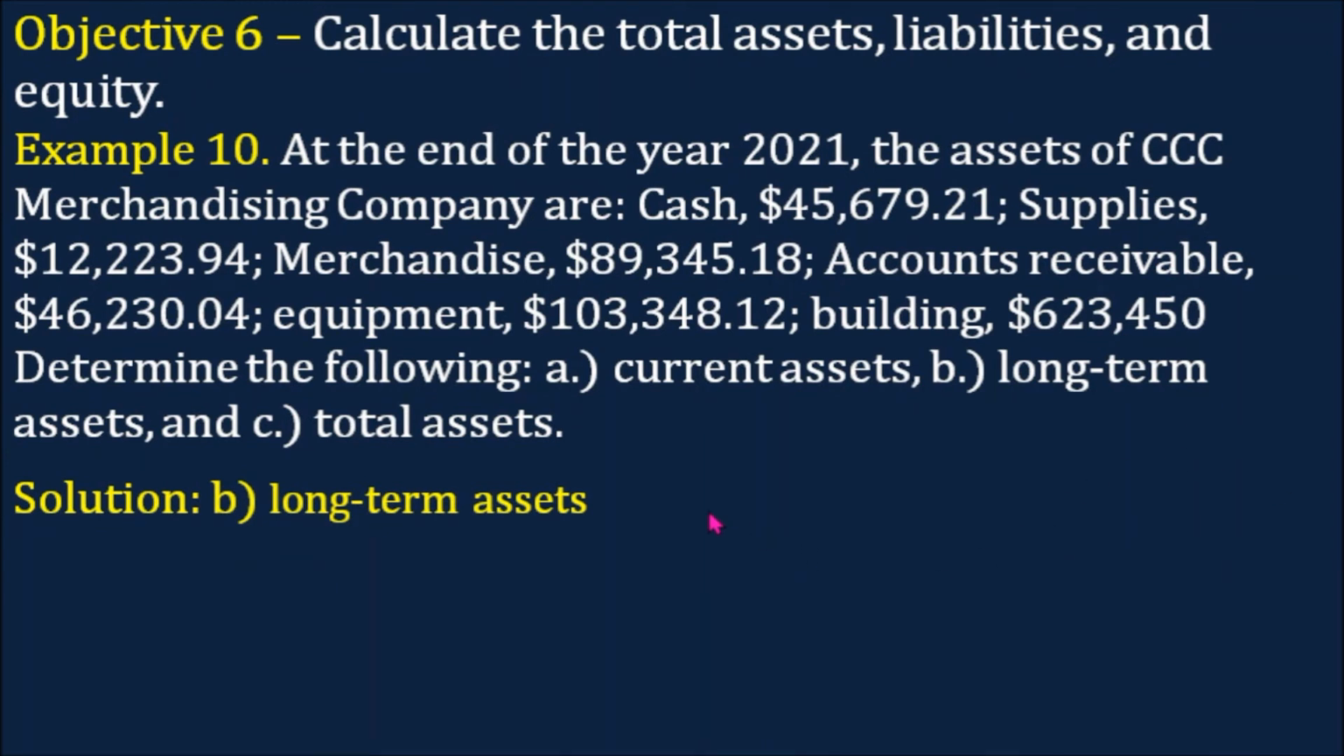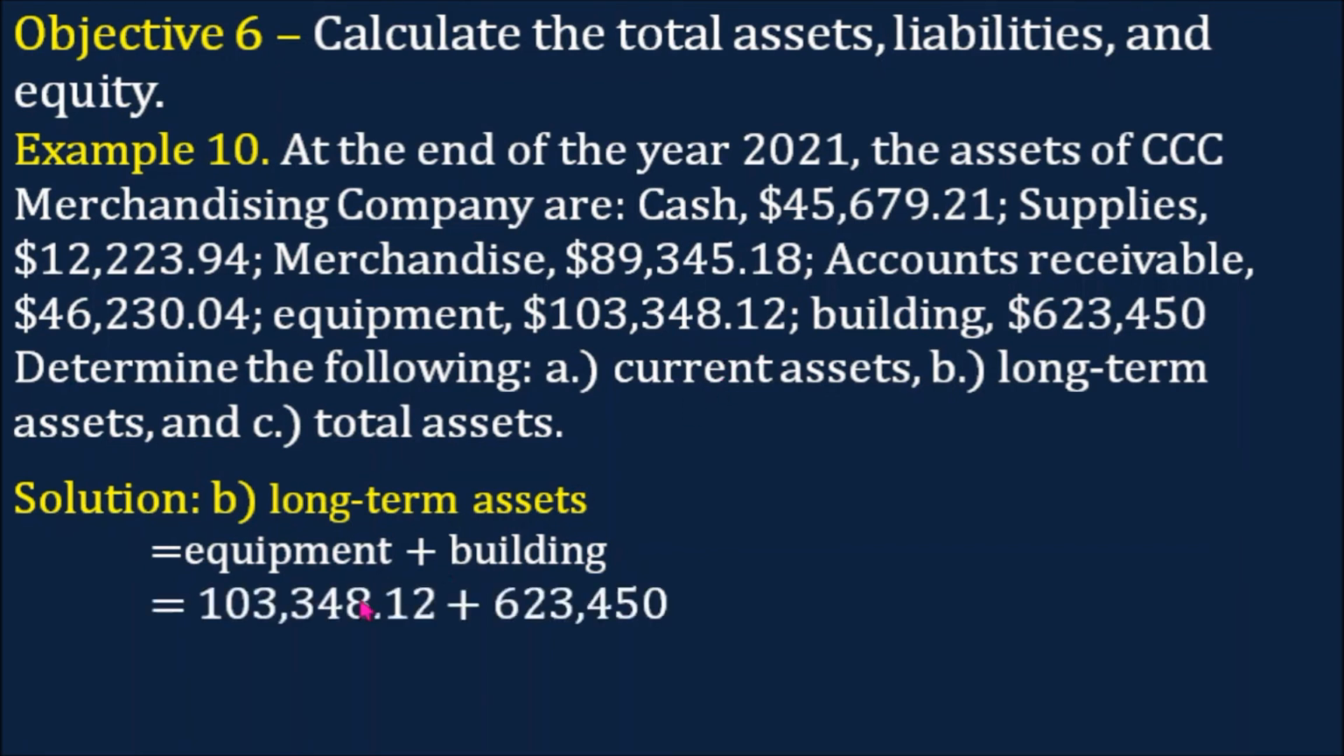For long-term assets, we have the equipment and the building. So for our equipment, we have 103,348.12. And then for our building, we have 623,450. So the sum of these two amounts is 726,798.12. So this is our long-term assets.